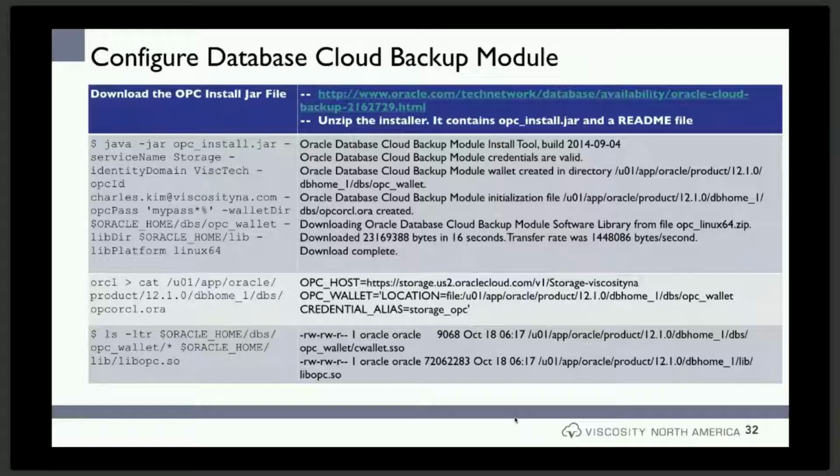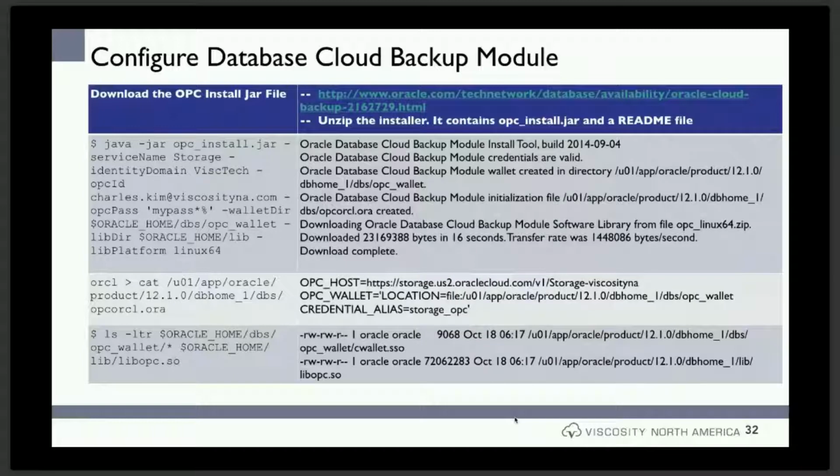Okay, so you take the install jar file, and you'll have to know some information to be able to finish this out. First of all, you're going to have to know your identity domain. Okay, and your identity domain will be assigned to you when you create your cloud account. You'll also be assigned an OPC ID, which will be your email address that you use, and the password that you're leveraging for your Oracle Cloud. And you'll also have to provide the wallet directory and your library home.